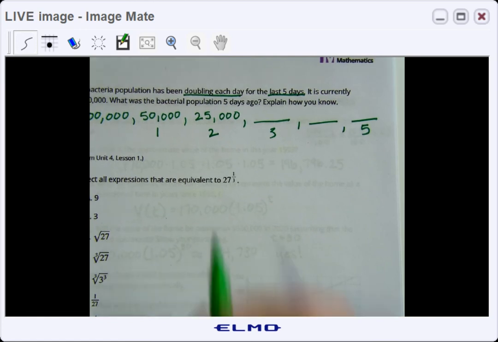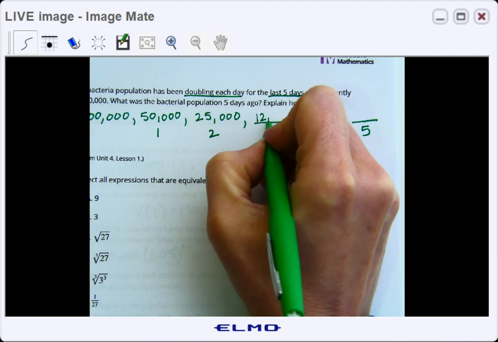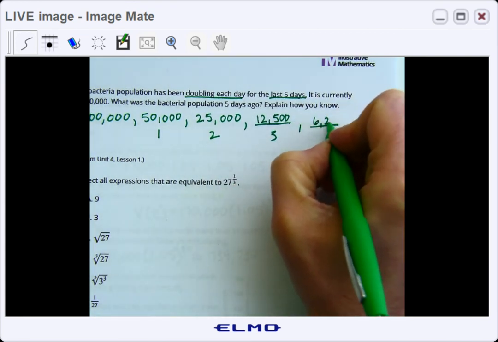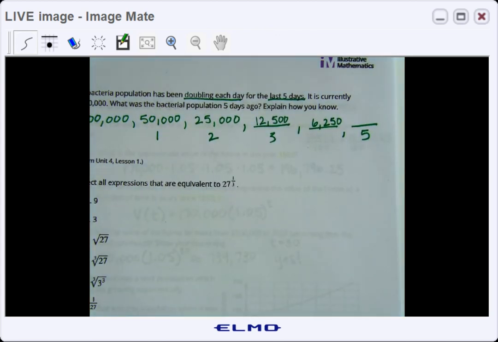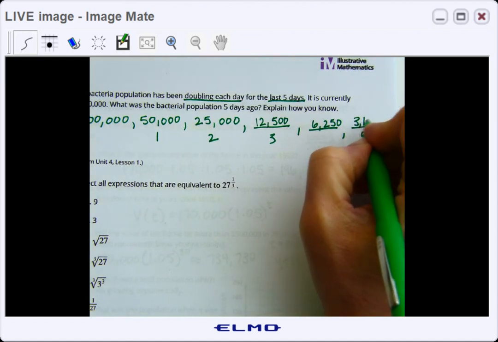All right, so half of 25,000 is 12,500. Half of that is 6,250. And half of that is the answer we're looking for, 3,125.